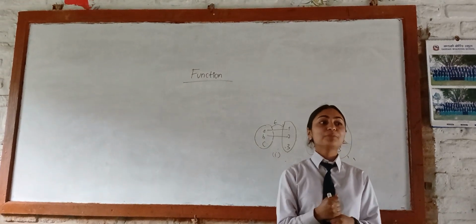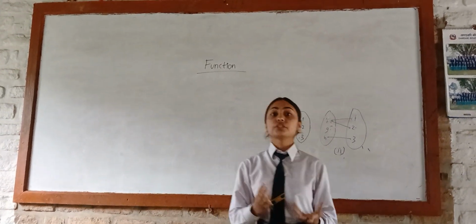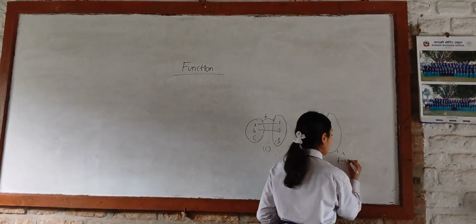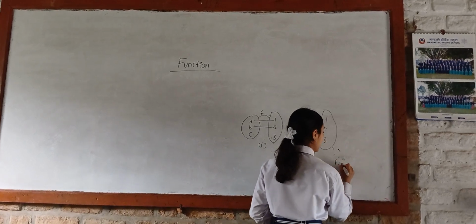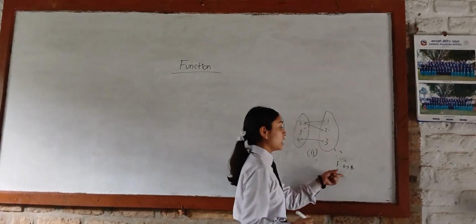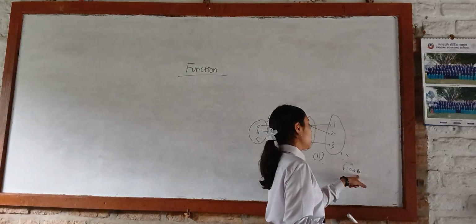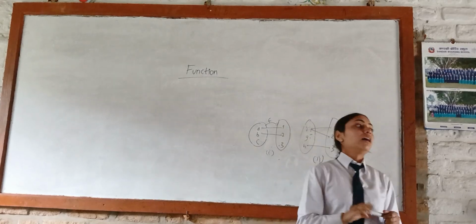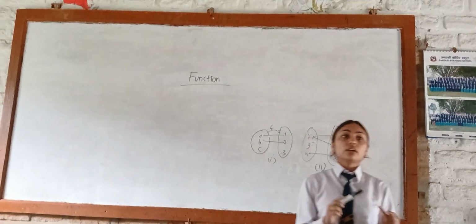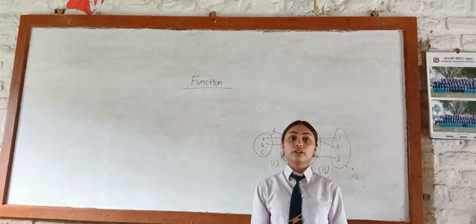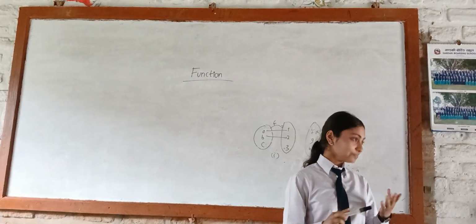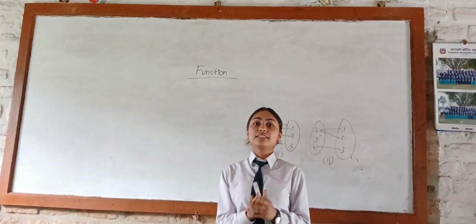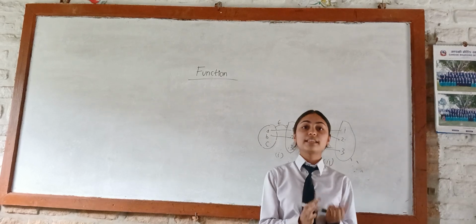Now moving into the domain and range of a function. Let f from A to B be a function. Then the first set A is the domain of the function and the second set B is the range of the function. There are three different types of function: onto function, which is also called surjective function, one-to-one function, which is called injective function, and one-to-one onto function, which is also called bijective function.